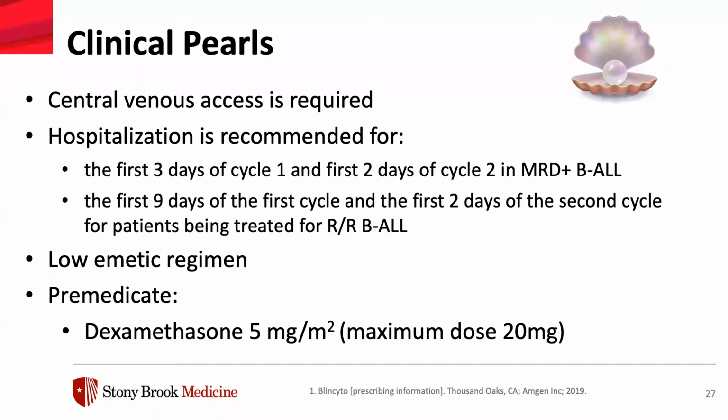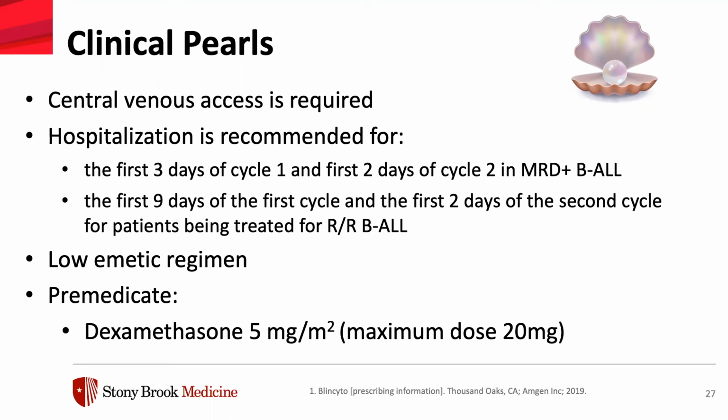And now some clinical pearls for blinatumomab. So central venous access is required, kind of similar to other chemotherapies that we use. Hospitalization is recommended for the first 3 days of cycle 1 and first 2 days of cycle 2 for MRD positive B-ALL, or the first 9 days of the first cycle and the first 2 days of the second cycle for patients with relapse refractory B-ALL. And this is again to monitor for any signs of cytokine release syndrome.